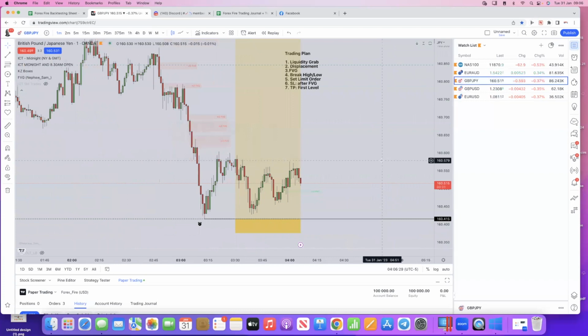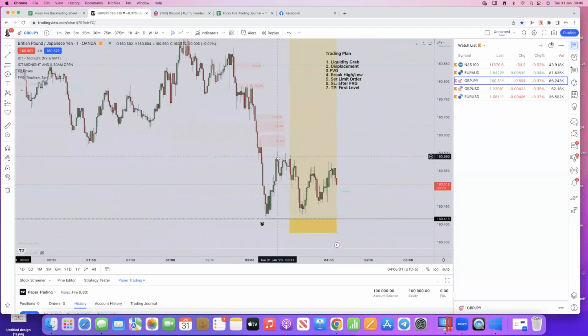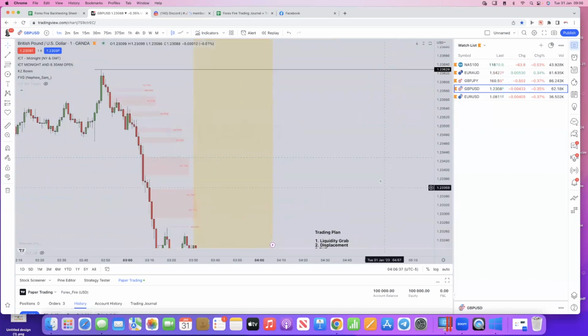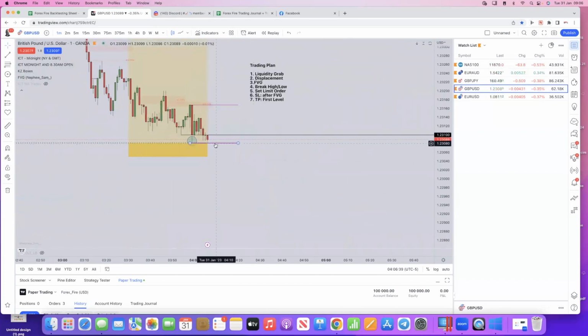GBP. Again, it's just stuck in that range at the moment. GBP USD. It looks like we're going to come down to take the low here, to be fair. So again, if that happens, we move this to a liquidity grab. We can move the low down to the next part as well. We'll just wait and see what happens with that.